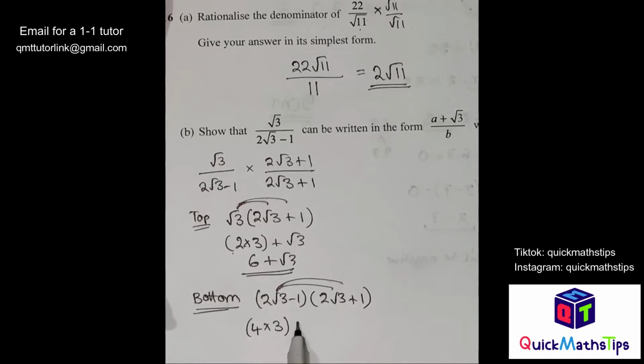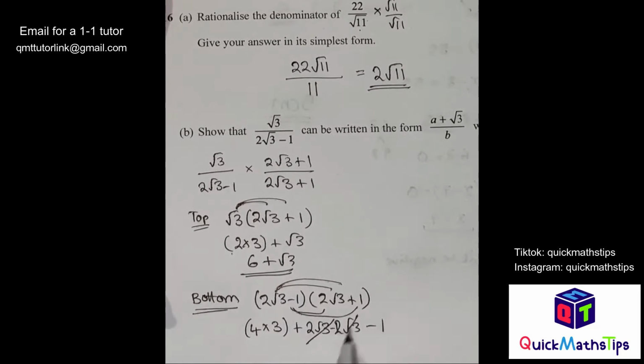2 root 3 times 1 is going to be plus 2 root 3. Minus 1 times 2 root 3 is going to be minus 2 root 3. And minus 1 times plus 1 is minus 1. Plus 2 root 3 and minus 2 root 3 cancel out. 12 take away 1 simplifies to give you 11.